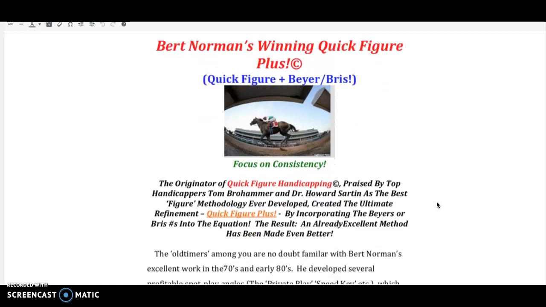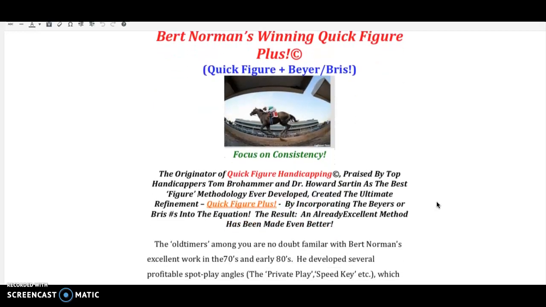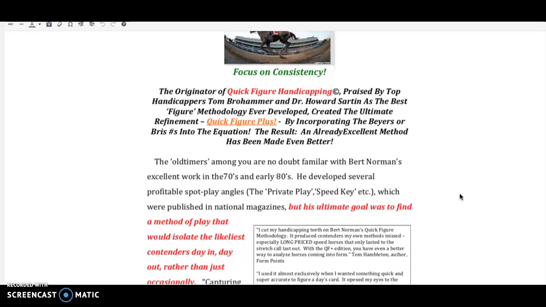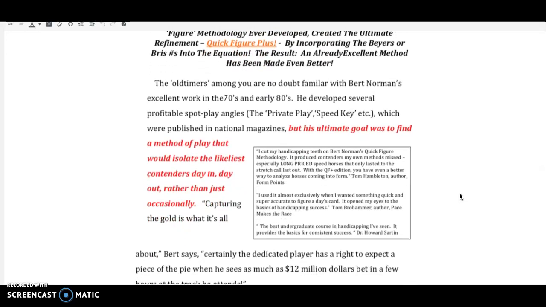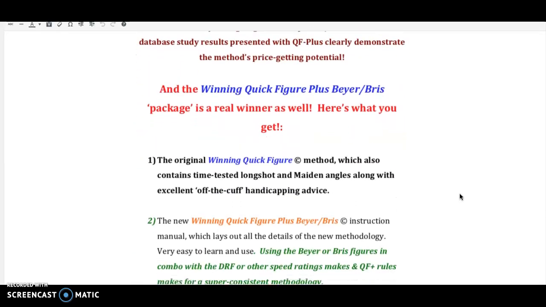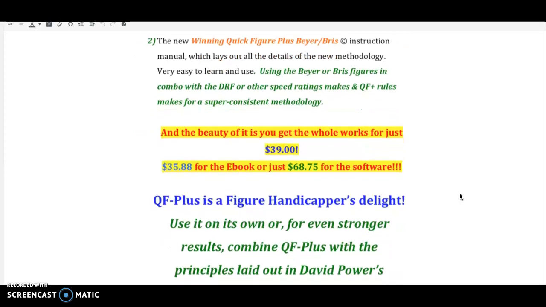As you can see in the introduction here, we talk about Burt's history. He was buddy-buddy, and in fact, he still is, good friends with Tom Brohammer, Tom Hamilton, the late Dr. Howard Sartin. They all really admired his work and based a lot of their systems, their software on his work.